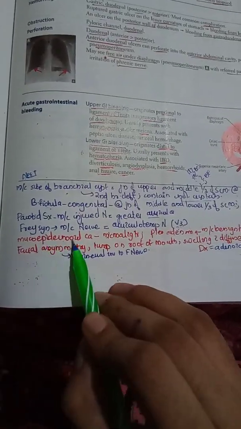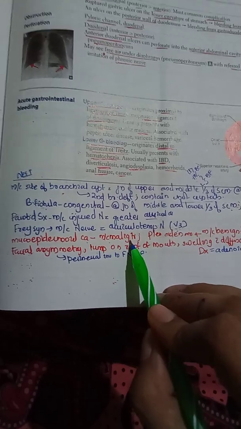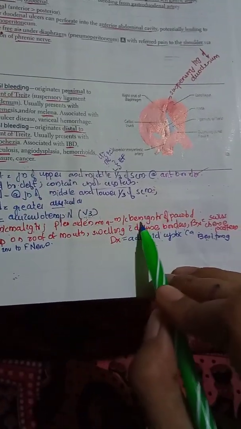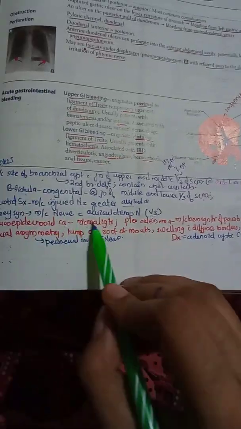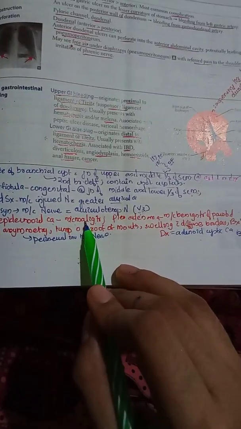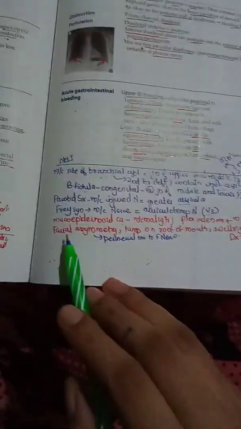Then mucoepidermoid carcinoma is the most common malignant tumor, and pleomorphic adenoma is the most common benign tumor of parotid. So considering the tumors of parotid, mucoepidermoid carcinoma is the most common malignant tumor and pleomorphic adenoma is a benign tumor.